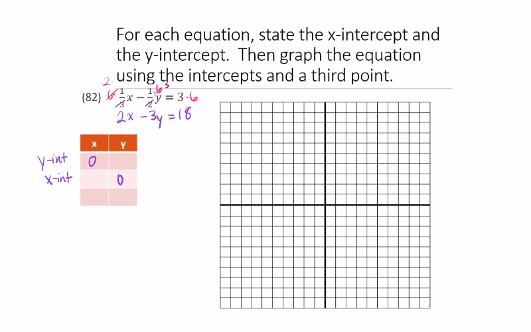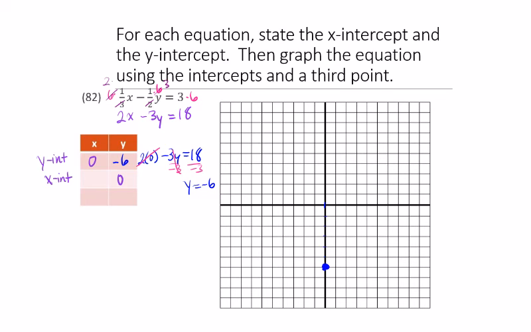So for the y-intercept, I'm going to plug in 0 for x, so it's going to be 2 times 0 minus 3y equals 18. So of course this goes away, and then we can divide both sides by negative 3, and so we get y equals negative 6. All right, so when x equals 0, y equals negative 6, so we can plot that. X equals 0 here, and y equals negative 6. 1, 2, 3, 4, 5, 6. So there's our point.